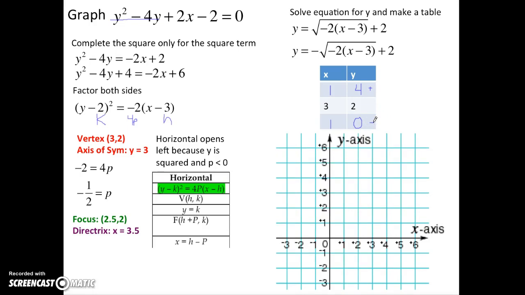My graph is going to consist of the 4 points, the axis and the directrix, and then all I have to do is connect to form a parabolic curve. This should not have any straight lines. This should be curved.